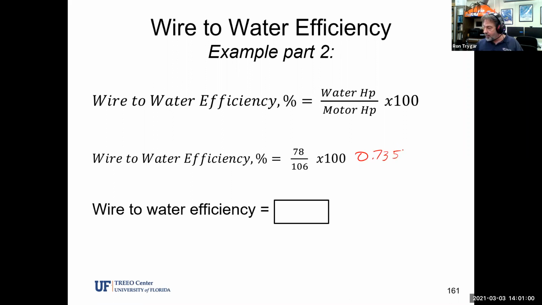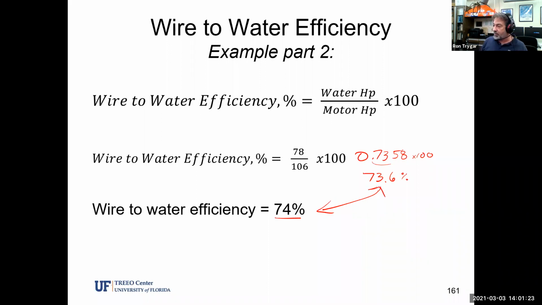0.7358. And then when we multiply by 100, we move the decimal point a couple places over. So my final answer should be 73.6, and we report that as percent. So what do we have as our final answer? Well, we're showing 74%. That looks pretty good to me. 74%, 73.6, round it up. We are 74% efficient wire to water efficiency. That's how we do that.